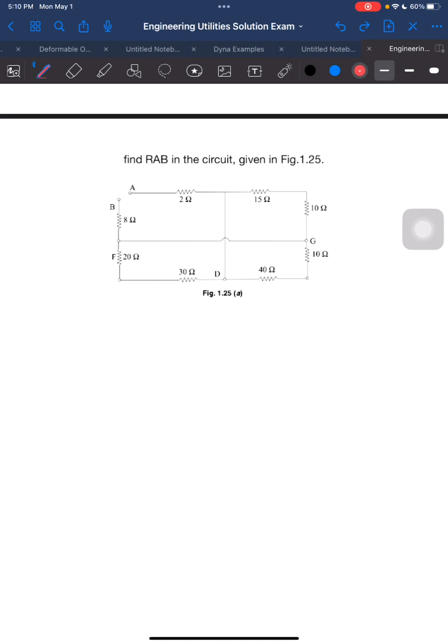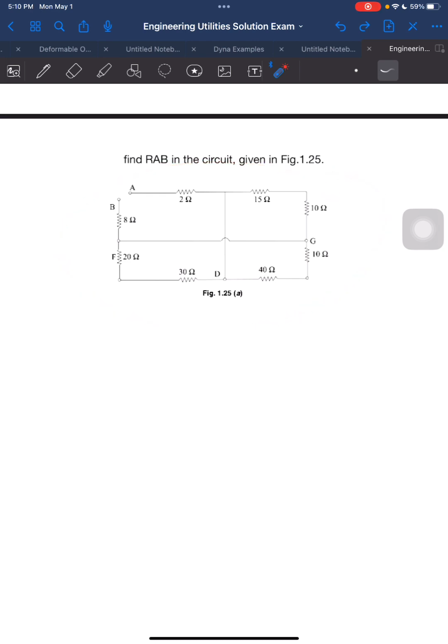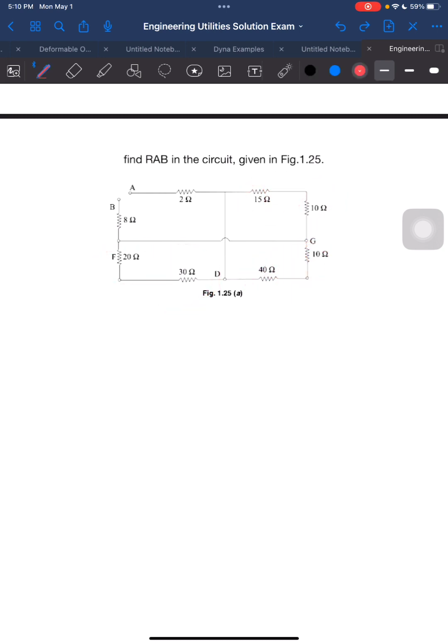Find resistance AB in the circuit given in figure 1.25. Since mapapansin nyo sila ay connected ng ganito, pwede nating sabihin na nakakonekta sila hanggang doon. Tapos ito din, ganun din. Connect sila dito. Tapos pwede din nating i-combine itong dalawa na to, itong dalawa na to. So, drawing ko para ma-visualize nyo.